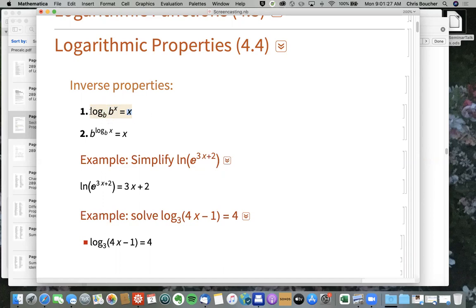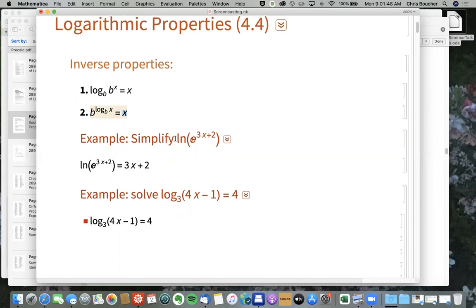So the log base b kind of undoes the exponential base b, and it works in both directions, right? So if you take the exponential base b of the log base b of x, that's also equal to x, right? When you compose inverse functions, you just get back to the input. All right, so let's apply this in a couple of examples.